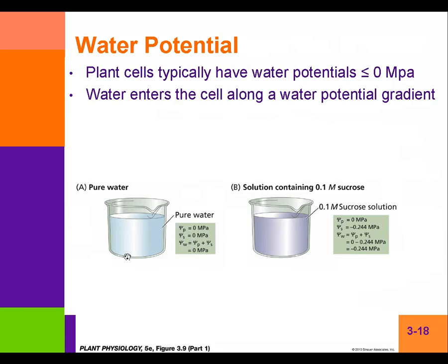Let's look at this in terms of a make-believe cell, which we're going to extract from a plant and add to beakers. We've got one beaker on the left, which is full of pure water. We see that beaker has a hydrostatic pressure potential of 0 because it's an open beaker. If we close that beaker and push down on the top, we then get a positive pressure because that water is being confined into a smaller space.